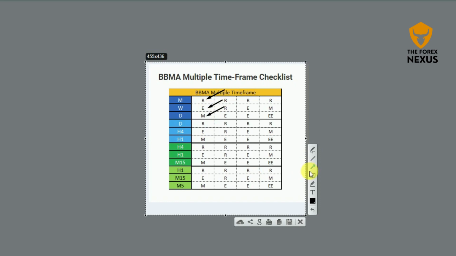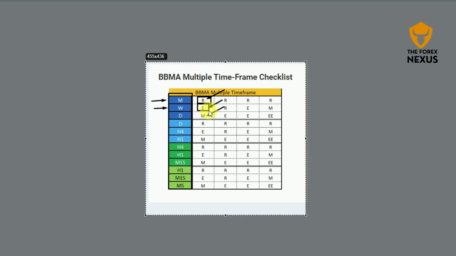Okay, now the time frame is here. Suppose we identify a re-entry after CSD or CSM on the monthly time frame, so we will focus on the first code, R, re-entry. On the second time frame we need extreme, so the second time frame is weekly. This one is E. It means extreme on the weekly time frame.